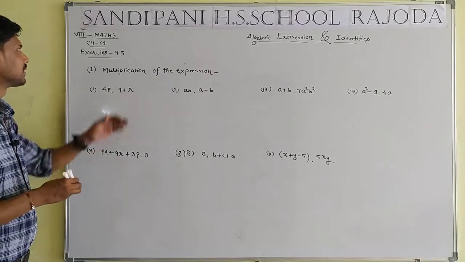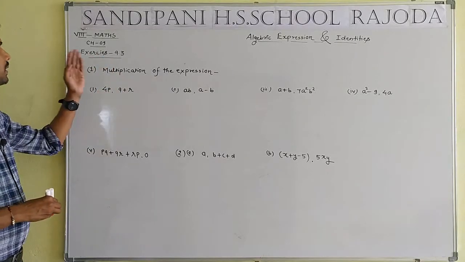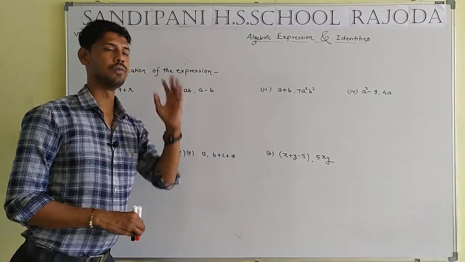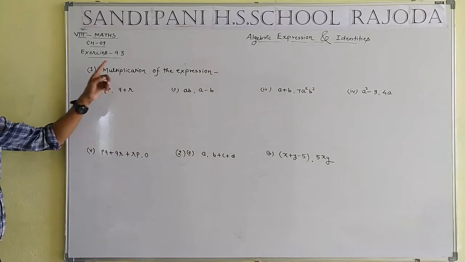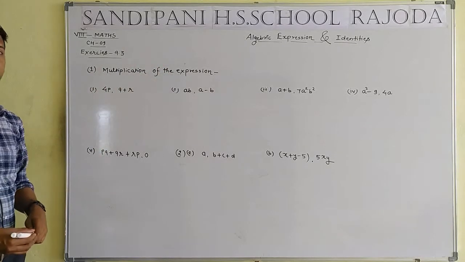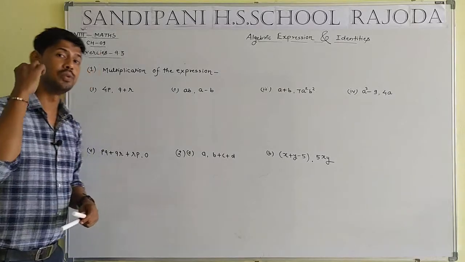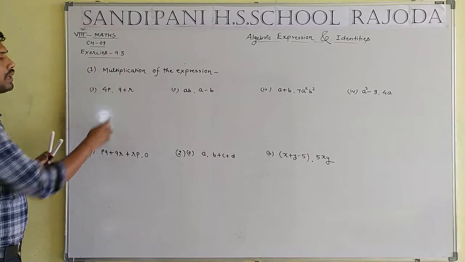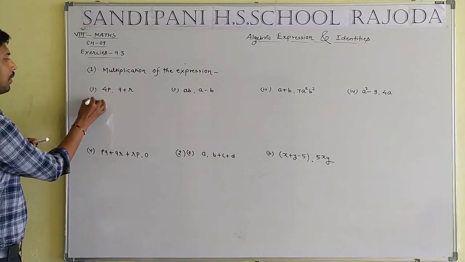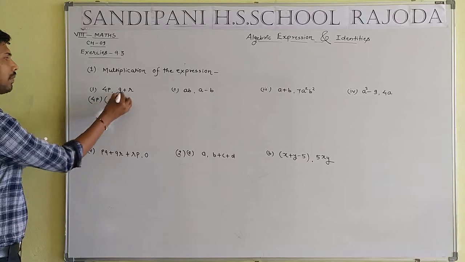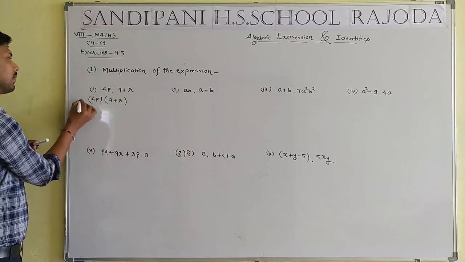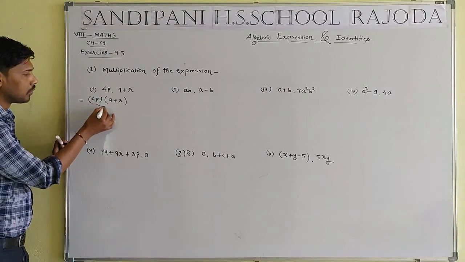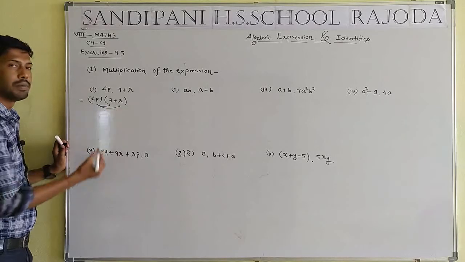Students, today I am taking exercise number 9.3 of chapter number 9, class 8 mathematics, algebraic expressions and identities. Question number first. Multiplication of expressions means finding the product between two or more quantities. First one, 4p multiplied by q plus r. That means 4p multiplied by q and 4p multiplied by r.